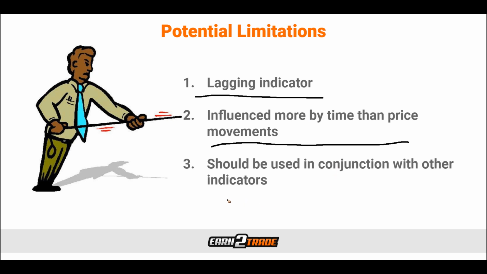Then we have number 3, which is it should be used in conjunction with other indicators, and this one is just kind of a common sense one as well. We want to make sure that we're always double checking ourselves. We don't want to just get in blindly with one source of information regardless of where that source of information is coming from, and this does apply to the Aroon as well.